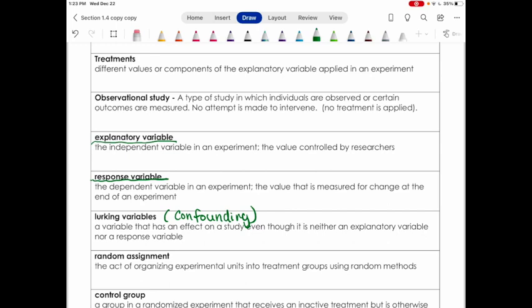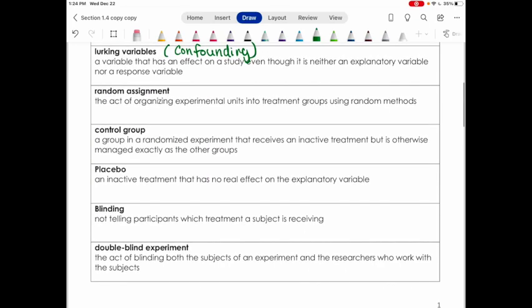So then you have what's called a double-blind experiment. This is when both the participants and the researchers do not know who is receiving the treatment and who is receiving the placebo. This is even better to make sure that you have the most accurate results, because that means that the researchers won't be influenced in any way.